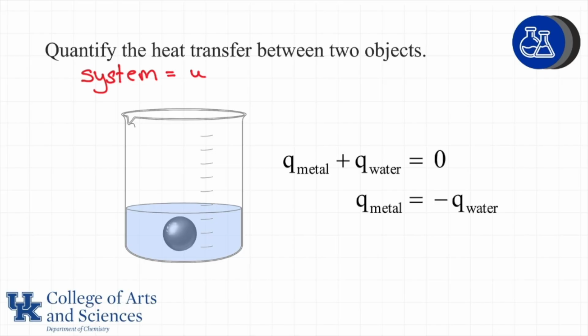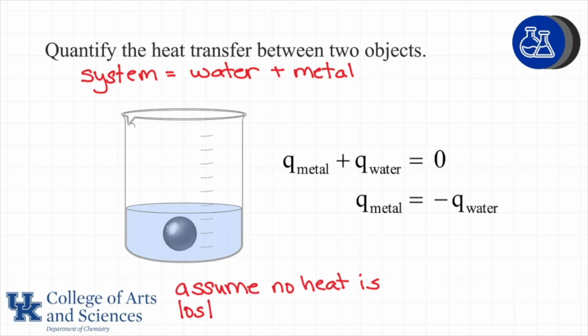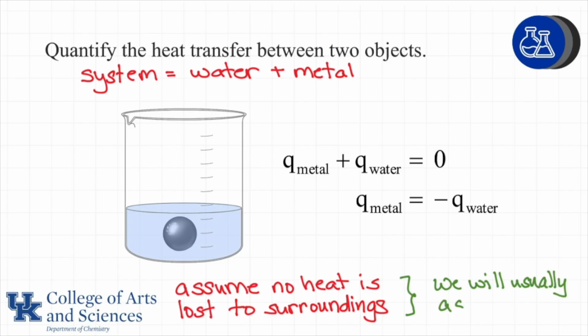In this case, we're defining our system as the water plus the metal. That's the only thing we're worried about. Remember, we define our system. And we're also going to assume that no heat is lost to the surroundings. Now, in reality, heat is lost to the surroundings. However, to simplify the calculations, we're going to assume that no heat is lost to the surroundings. And that's typically what we will be able to do when we're solving calorimetry problems in this course.